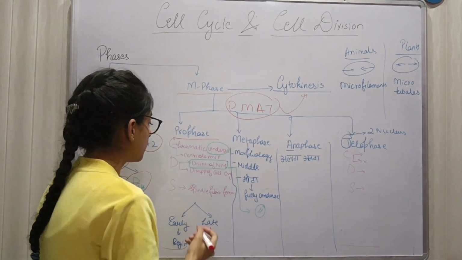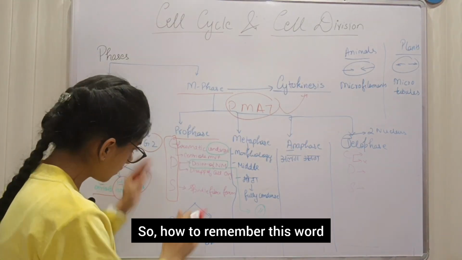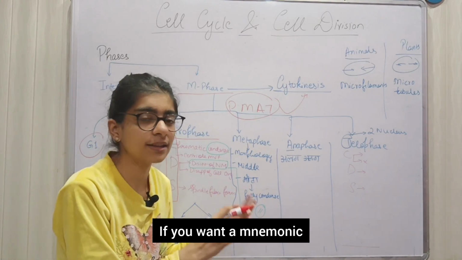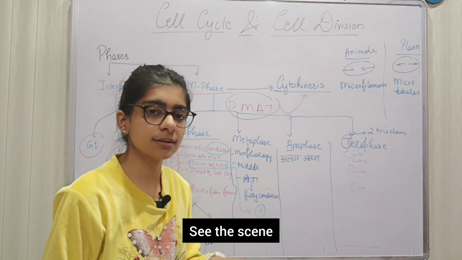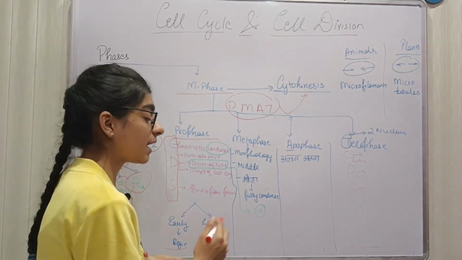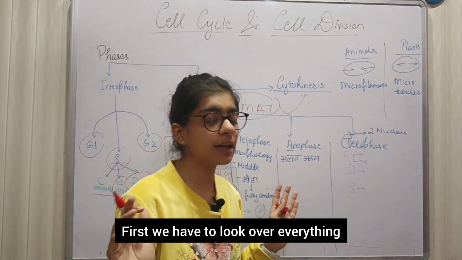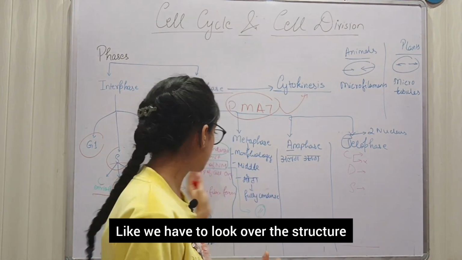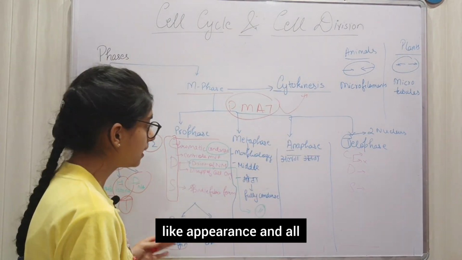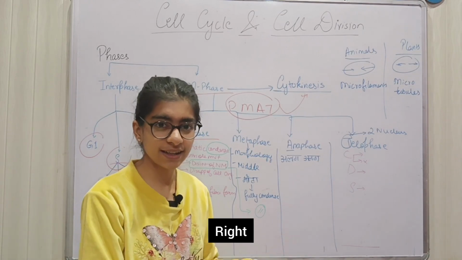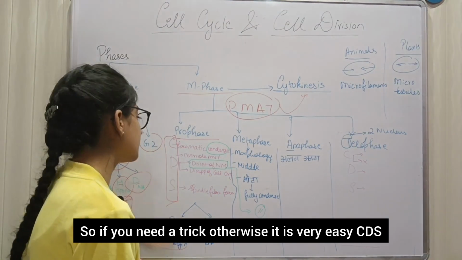So prophase. In prophase you can see CDS. How to remember this word? If you want a mnemonic, you can think of it as see the scene. See the scene, so CDS. And why see the scene? Because it is the first phase of the division. First we have to look over everything, like the structure, the appearance and all, and whether everything is ready or not, right? You can relate it with that also. So if you need a trick, otherwise it is very easy.